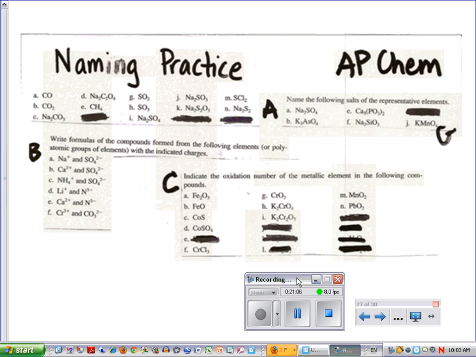Okay, so we're going to start in section A with A. This is one of those you probably don't need to write down, folks, but go ahead, Maddie, name that. Carbon monoxide. Okay, here's another one, Madison. Carbon dioxide. All right, GR. Sodium carbonate. Good. Moving on to D, Alyssa. Good.